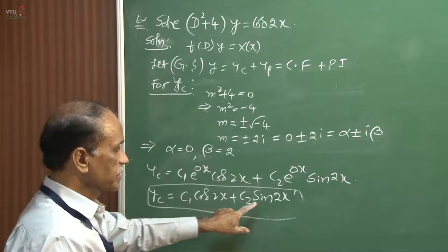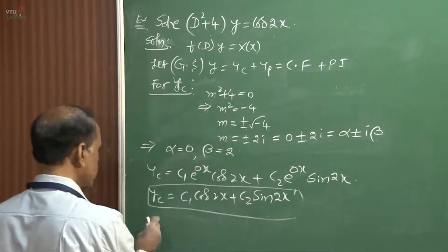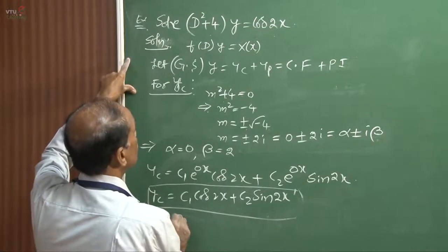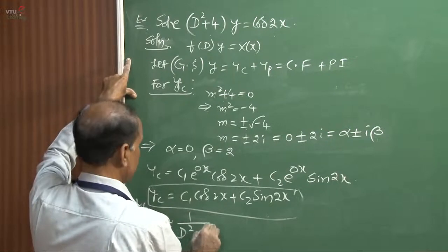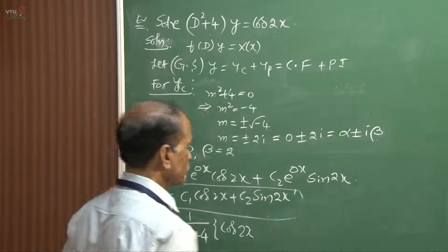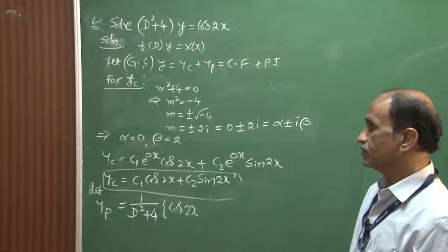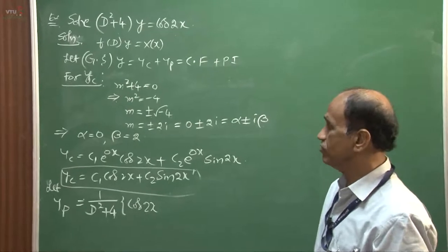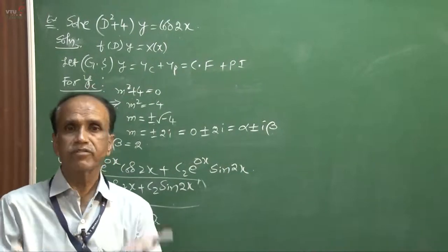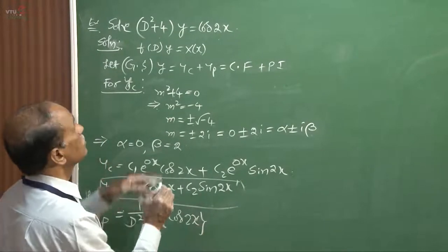This c1 cos 2x plus c2 sin 2x is there. Now, what is the particular integral in this example? Particular integral is yp. Let yp equal 1 divided by D square plus 4 operating on cos of 2x. That is the inverse differential operator, which is to be operated on the right side term, cos of 2x, by shifting the LHS differential form to the denominator on the right side. We name it the inverse differential operator when you take that function to the numerator, as it is 1 divided by f of D operating on cos of 2x.